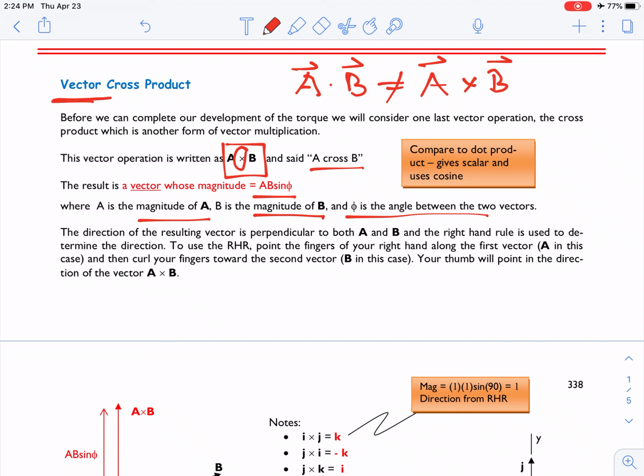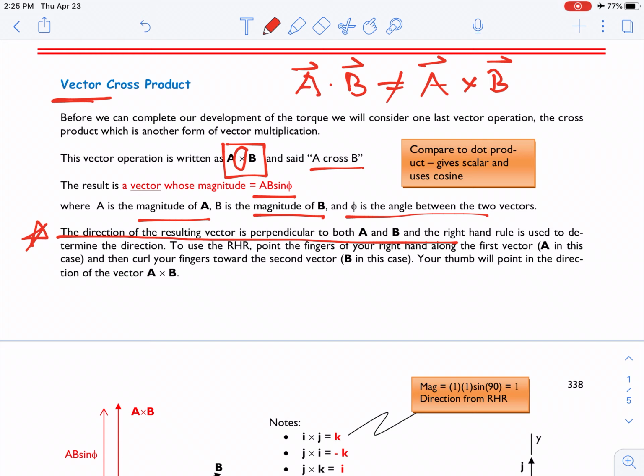Okay, the direction of the resulting vector is perpendicular to both A and B, so this is so important. We will have some clicker questions later on. And the right-hand rule is used to determine the direction. Again, we use RHR for right-hand rule, okay? I've been talking about this briefly before, so we need to really understand what it is now.